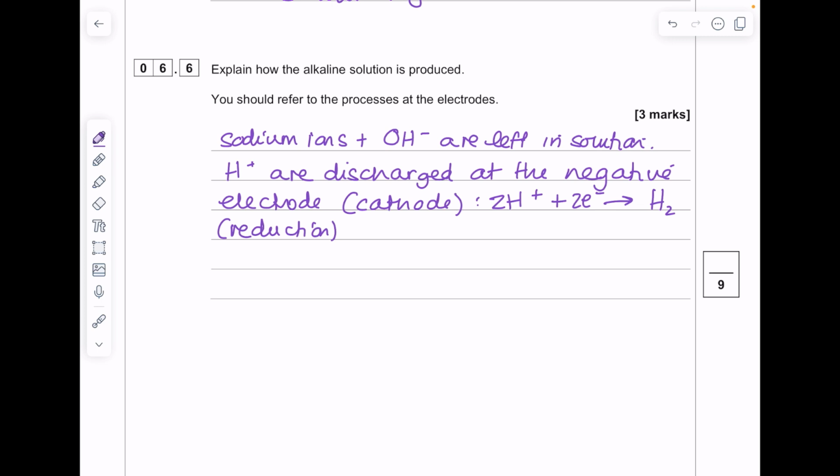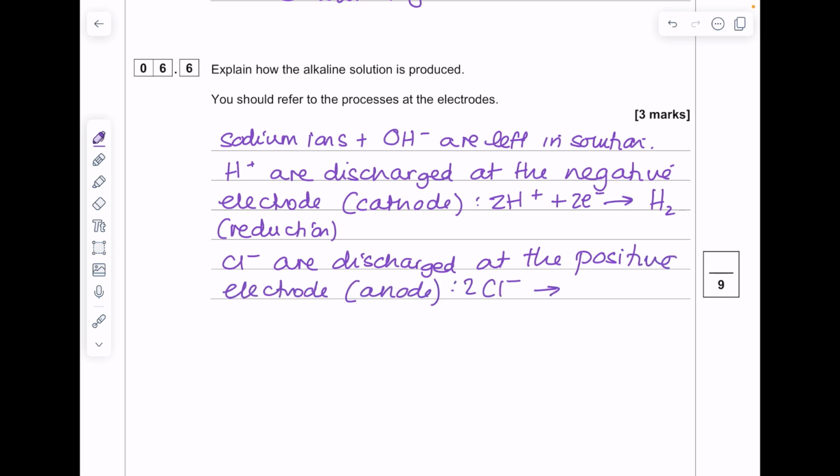Let's write what happens now at the anode. The chloride ions are discharged at the anode, so at the positive electrode. There's the half equation occurring there. Because electrons have been lost, we call that oxidation.